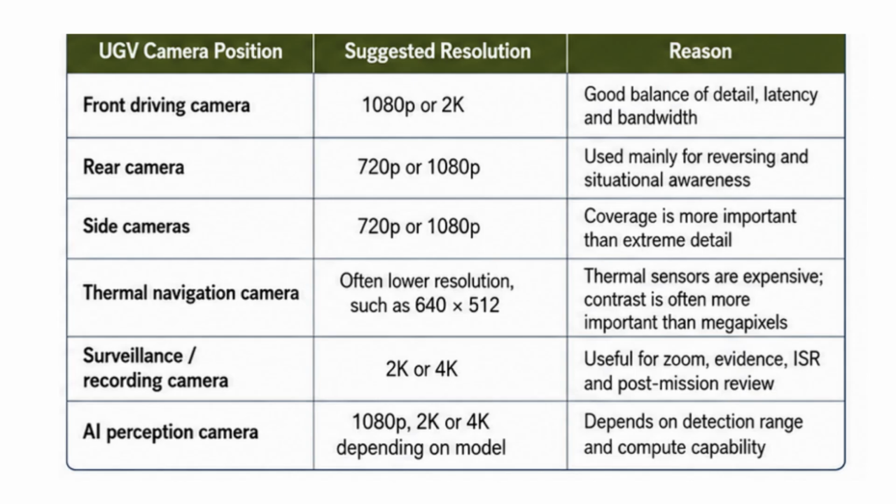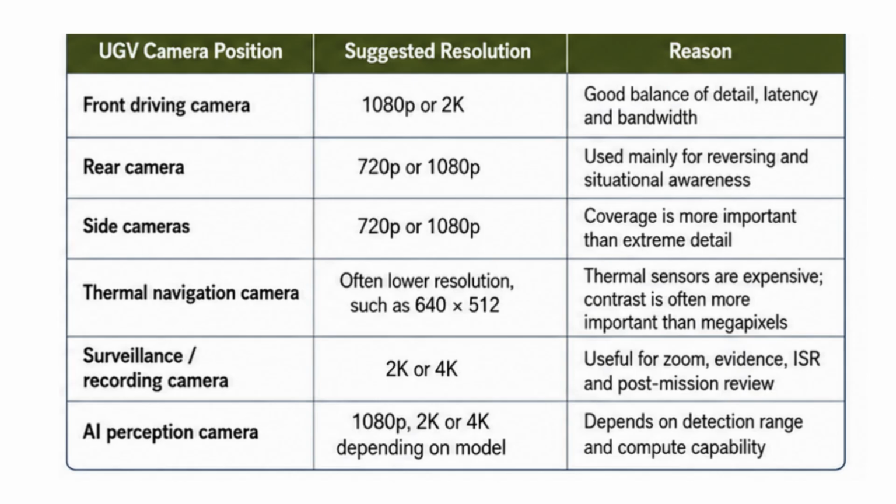This table helps us choose the right camera resolution based on where the camera is used on the UGV. For the front driving camera, 1080p or 2K gives a good balance of detail, latency, and bandwidth. Rear and side cameras can often use 720p or 1080p because their main role is reversing, coverage, and situational awareness.